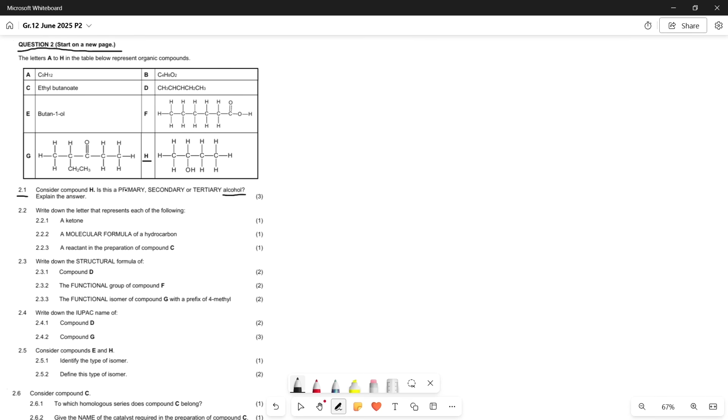For 3 marks, we're going to get 1 mark for choosing the correct answer, and then 2 marks for the correct explanation. So our OH here is our hydroxyl. Our hydroxyl is our functional group for our alcohol, and that is an OH. How we approach it, and what is important, is how many C's are attached to the C that the hydroxyl functional group is attached to. So this C here is the C that the OH is attached to, and as we can see, there are 2 other C's attached to this C. So that means we're dealing with a secondary alcohol here.